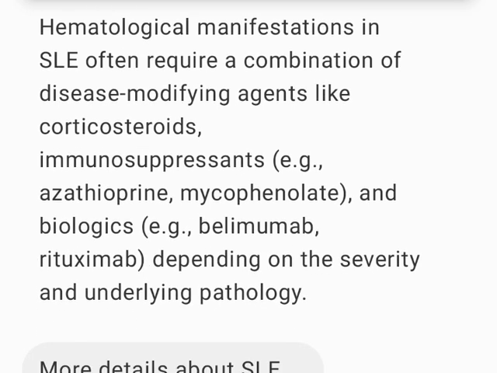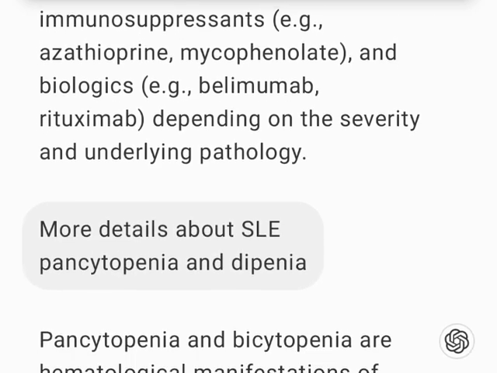Hematological manifestations in SLE often require a combination of disease-modifying agents like corticosteroids, immunosuppressants, e.g. azathioprine, mycophenolate, and biologics, e.g. belimumab, rituximab, depending on the severity and underlying pathology.